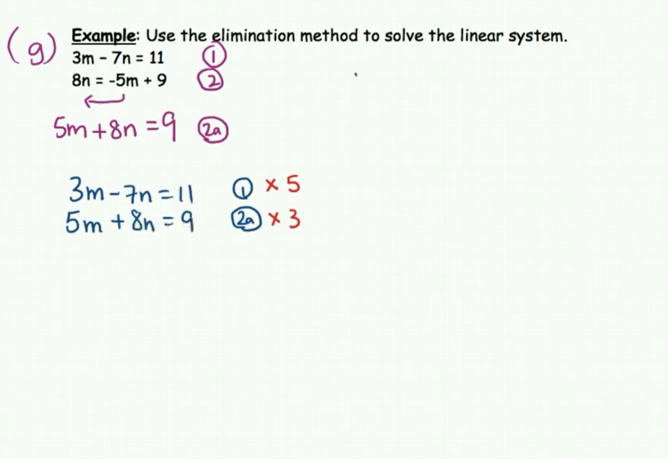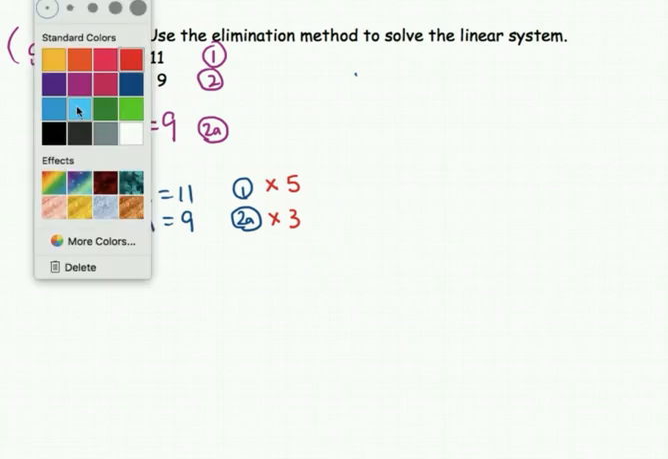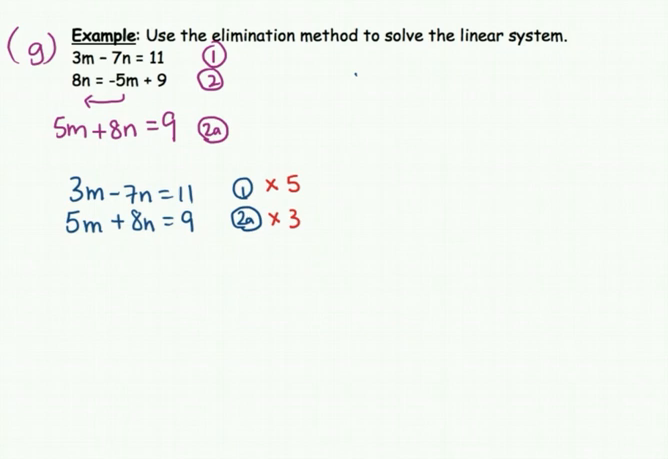All right, so let's do that now. And we'll write them in any color here. Okay, so the first one here, the 3m multiplied by the 5 becomes 15m, 35n equals 55. Okay, so this is my new equation 1. All right, and equation 2a is going to be multiplied by 3. Now I'll just give it a new name, 2b.